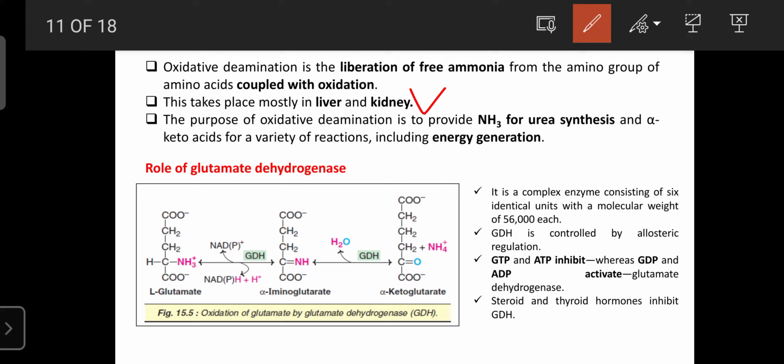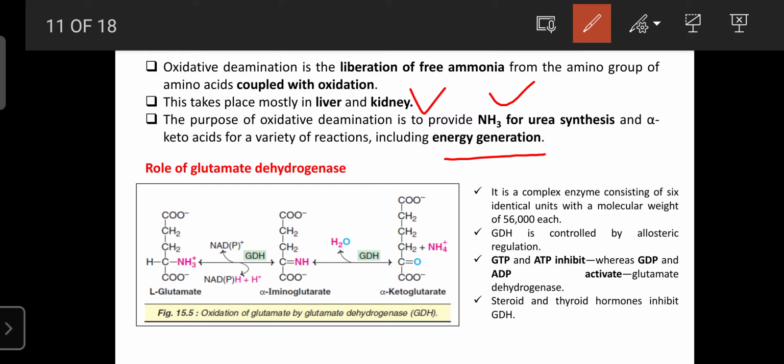So that is the oxidative deamination. It occurs in the liver and kidney. The purpose of the oxidative deamination is to provide the ammonia for urea synthesis as well as the alpha keto acids for the formation of various intermediates for the TCA cycle. Then the energy is generated.